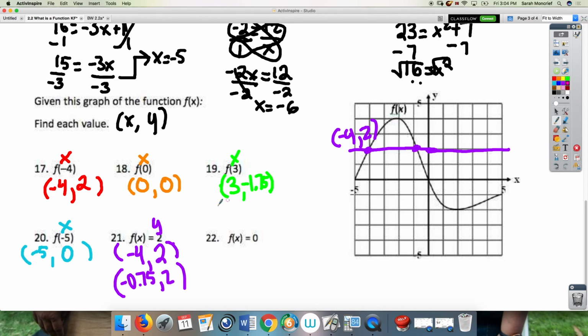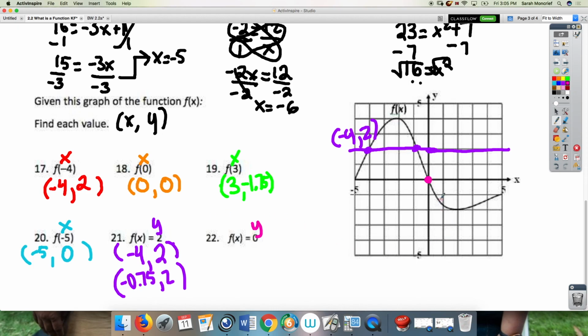All right, let's look at one last one. We have f of x is equal to 0. Is 0 an input or an output? Output. So is it an x or a y? A y, very good. So let's go find 0 on my y-axis. All right, here it is. Now we have a y, so we need to find x.